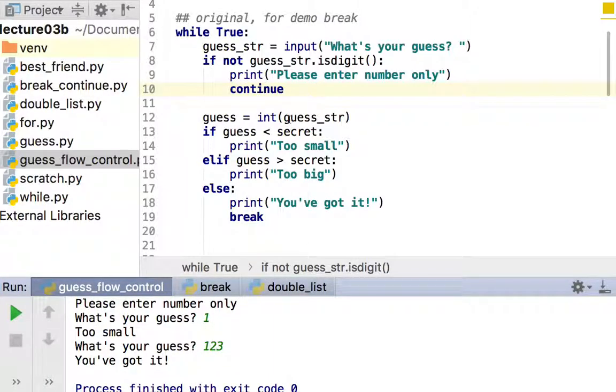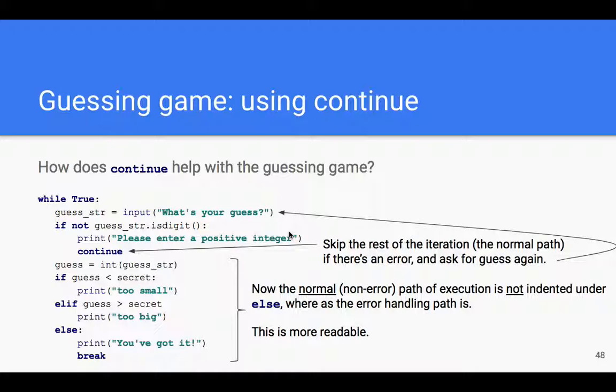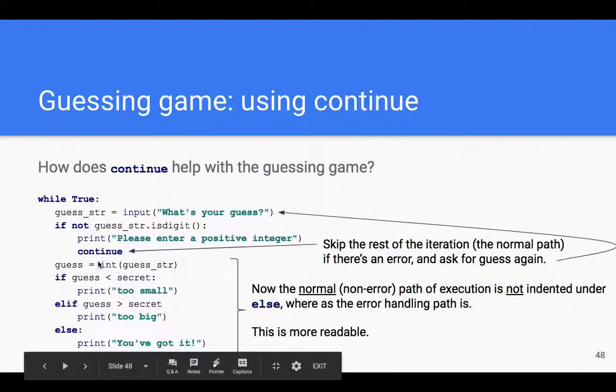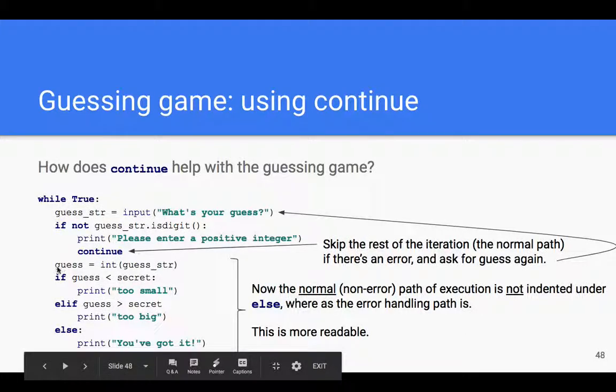So there, in one game, we use both continue and break for different purposes, obviously, to control how this loop works depending on what the user types. So there it is. And like I mentioned, now the normal path of execution is not indented. It's back to where it was before, which is a more readable place for the normal path of execution.